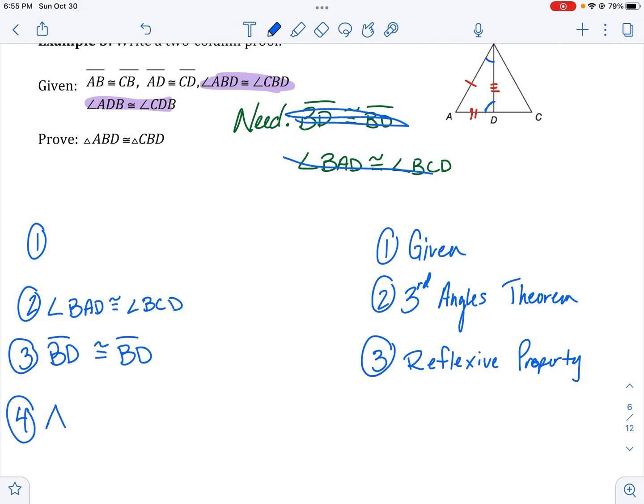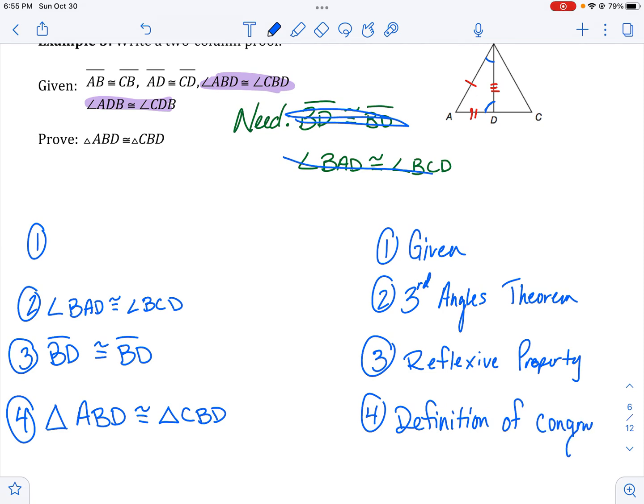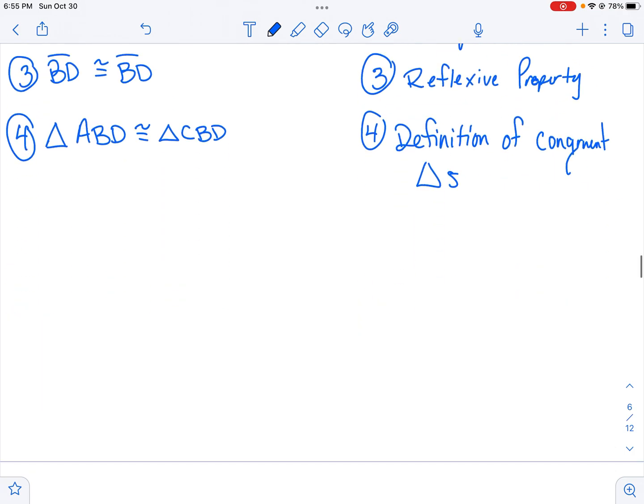So if all of those corresponding parts are congruent, I can say triangle ABD is congruent to triangle CBD by the definition of congruent triangles. By what it means to be congruent, all 3 corresponding sides must be congruent and all 3 angle pairs must be congruent. All right, let's take a look at another example.